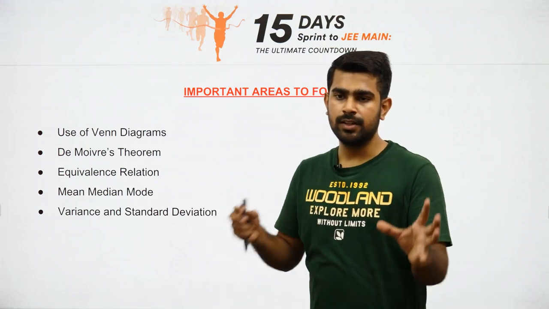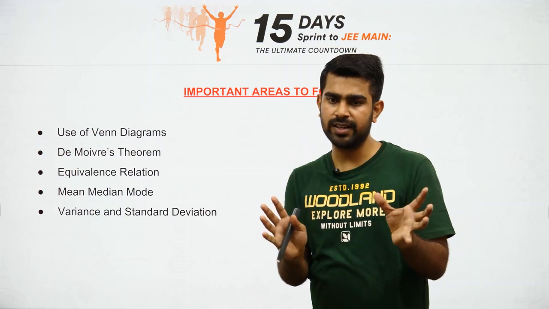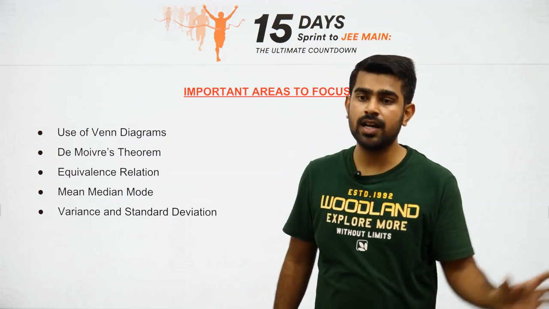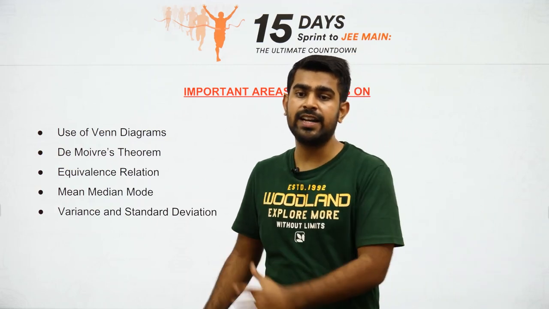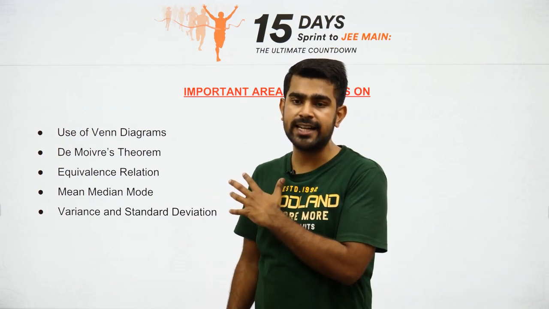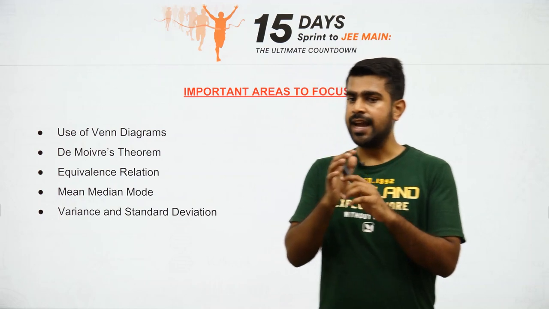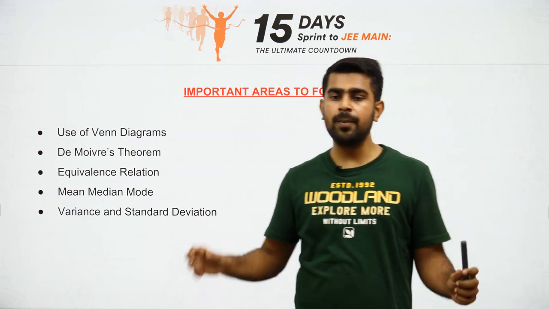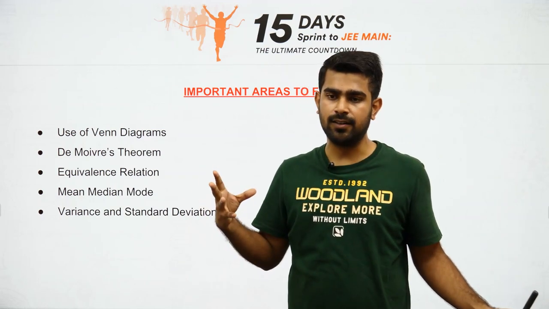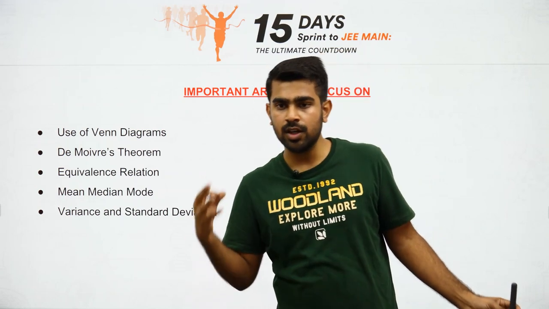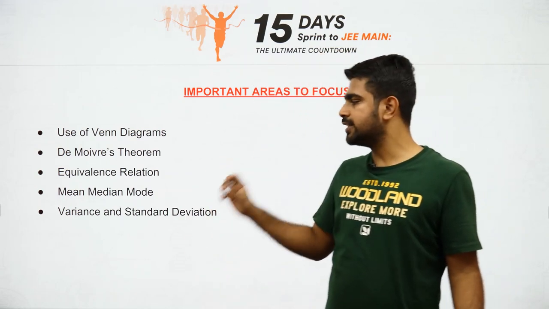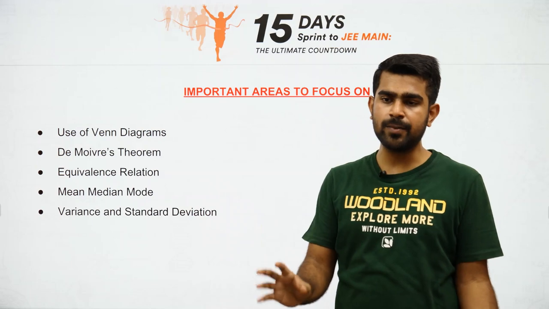So what is mean? Mean is average. Think of it that way. What is median? Median is the middlemost quantity. When I arrange everything in order, median is my middlemost quantity. And what is mode? Mode is the most frequently repeated data. So that is how I interpret mean, median and mode.